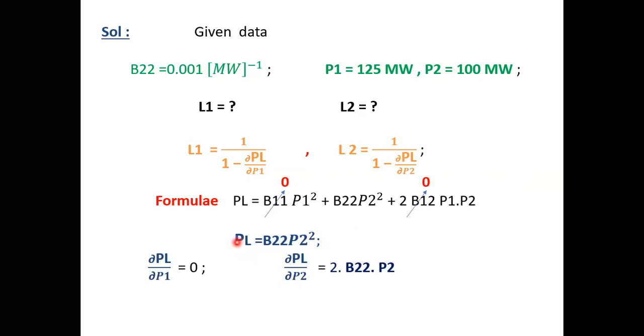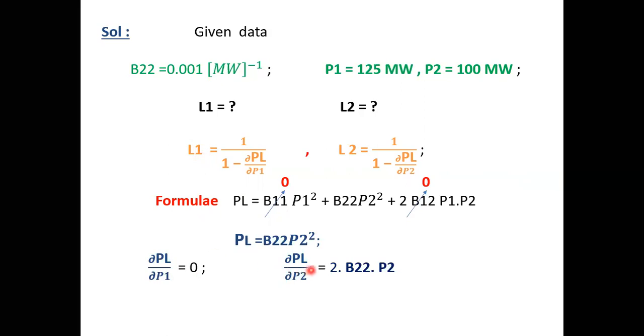So to get L1 and L2, we need to do the derivative of PL with respect to P1. Once you consider dou PL by dou P1, this PL is completely independent of P1. So that's why when you do the derivative of PL with respect to P1, it becomes 0. When you substitute this value in L1, you will get L1 value is 1.